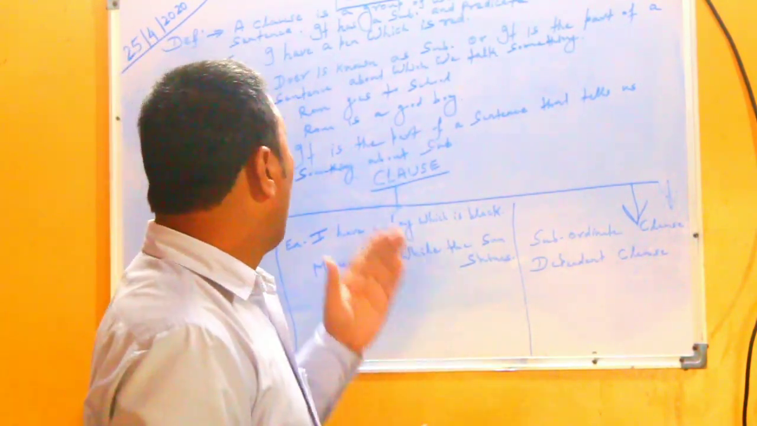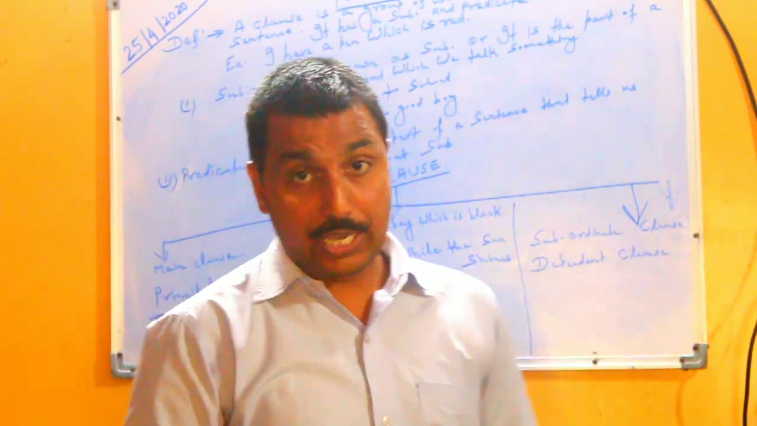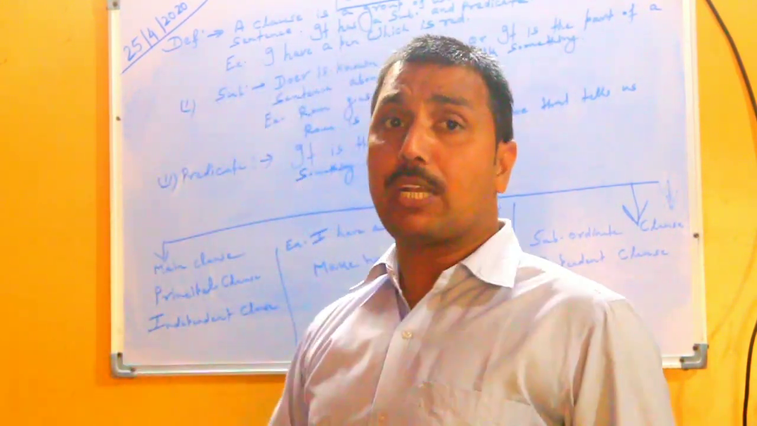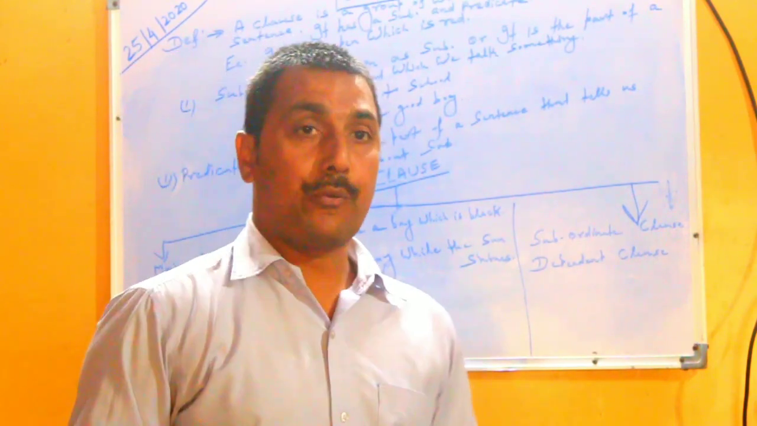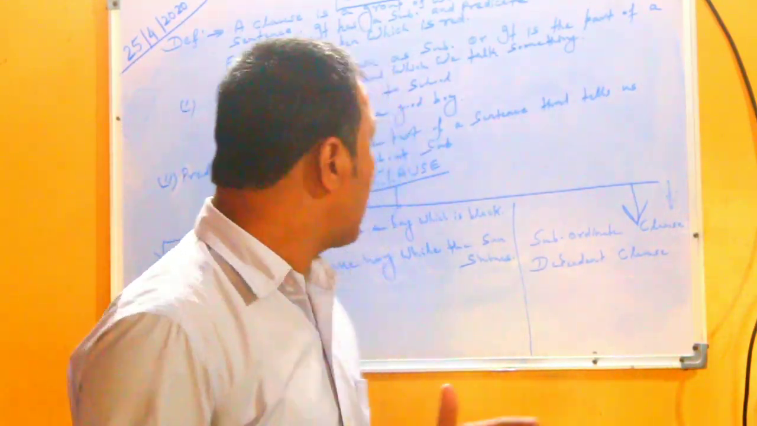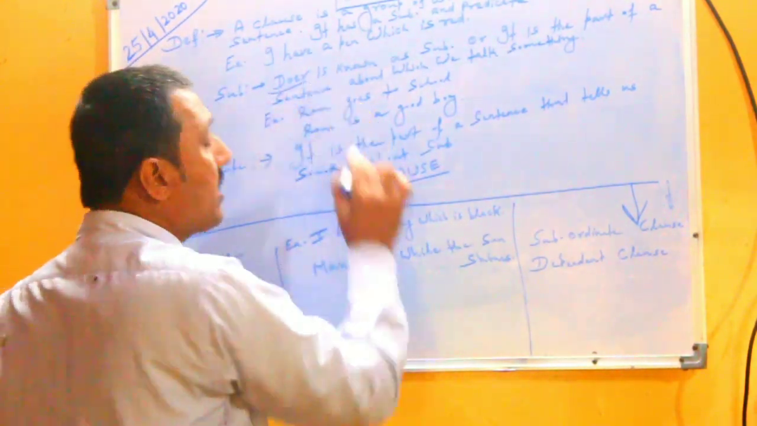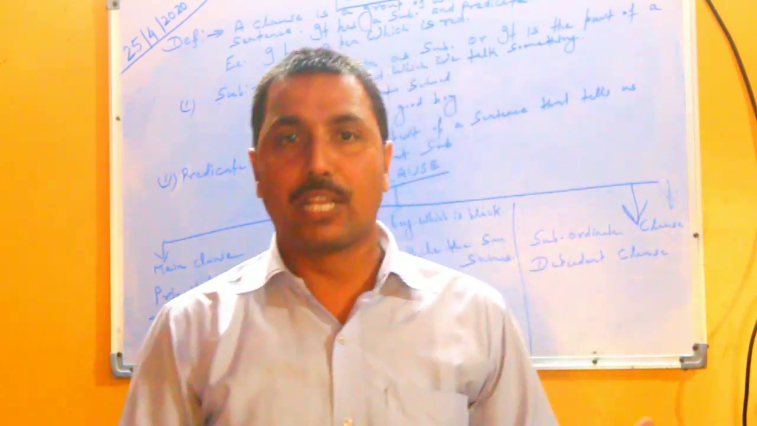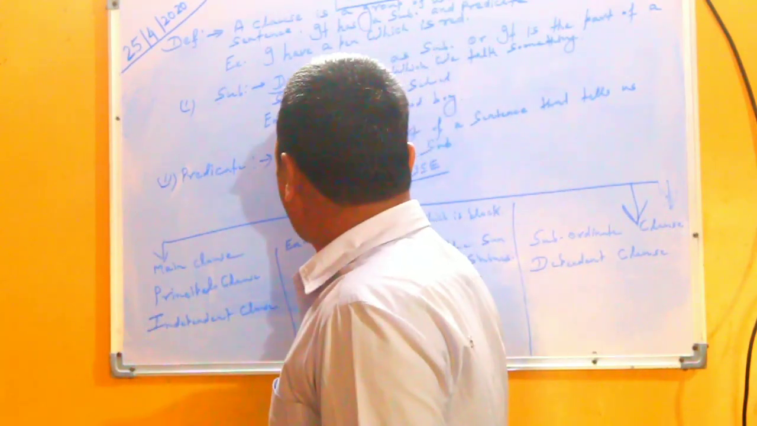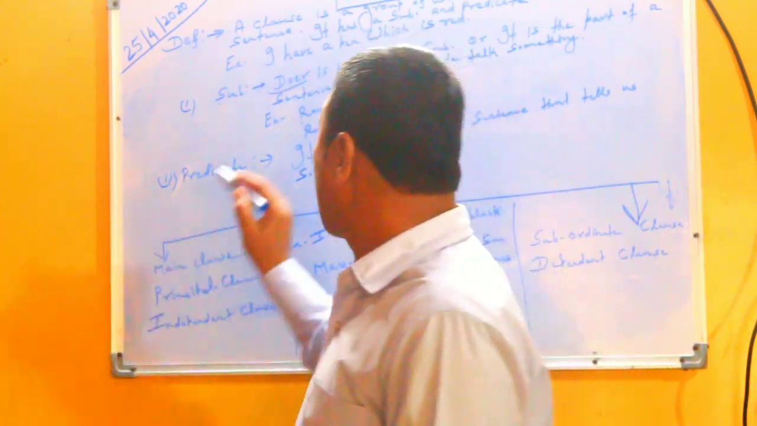So here we are getting two terms, that is subject and predicate. So first I need to define what is subject. We can define subject in two ways. There are two definitions of subject. The first one is very common, very easy: the doer of any sentence is known as the subject. Doer means the part of the sentence that works or acts. For example, Ram goes to school. Here Ram is the subject, because Ram is doing something. Ram is going to school, so Ram is the subject.